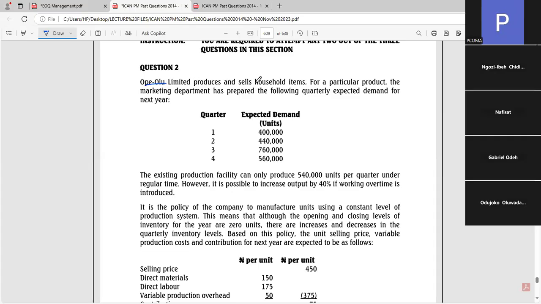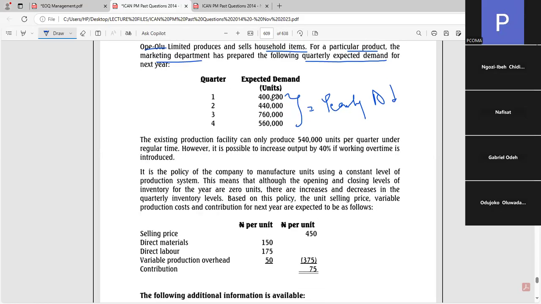Opeolu Limited produces and sells household items. For a particular period, the marketing department has prepared the following quarterly expected demand. So these are quarterly demand, not yearly demand. If I add all the quarters, that will give me my yearly demand. In first quarter, our demand is 400,000, meaning what people are demanding from us is 400,000. Second quarter is 440. Third quarter is 760. Fourth quarter is 560.